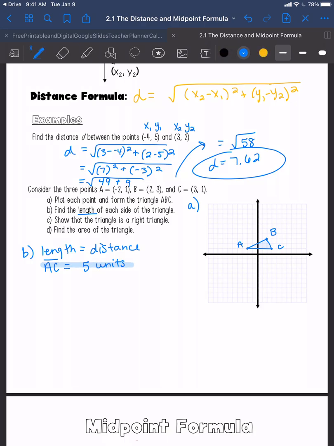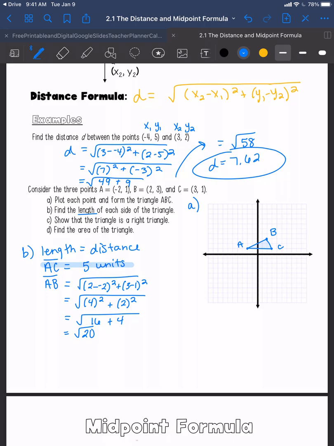Let's do segment AB. So segment AB, we can look at the coordinates above. Choose which ones you want to be your 1s, x1, y1s, and x2, y2s. So I just make the second set my 2s. It's kind of how my brain works. So if we take the square root of 2 minus -2 quantity squared plus 3 minus 1 quantity squared, that's going to be the square root of 4 squared plus 2 squared. That's the square root of 16 plus 4, which is the square root of 20.